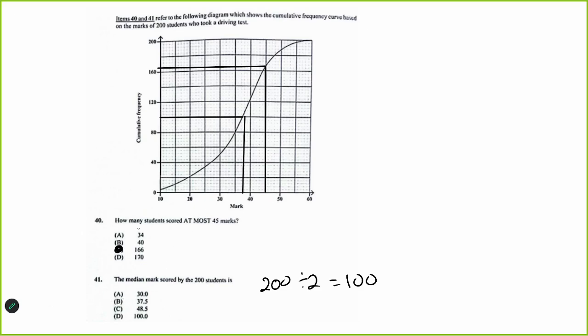37.5, B, because it's 10, 15, 20, 25, 30, 35, 40, 45, 50, 55, 60. That's how it goes. And this is 20, 40, 60, 80, 100, 120, 140, 160, 180, 200. So these are how you can get your most logical answer. Rather than having to find out how many spaces it is, you can just eyeball it and see.